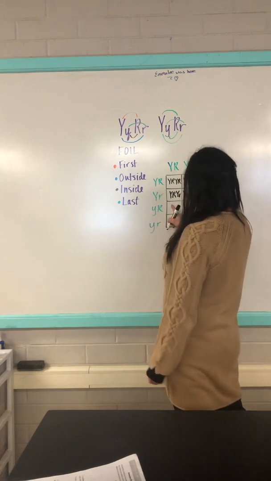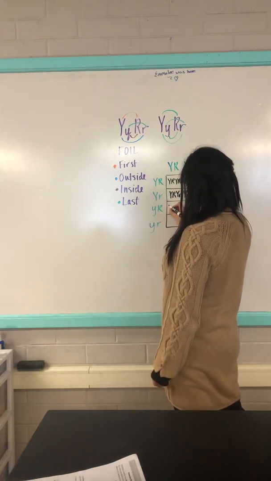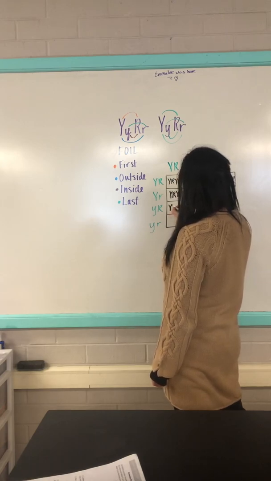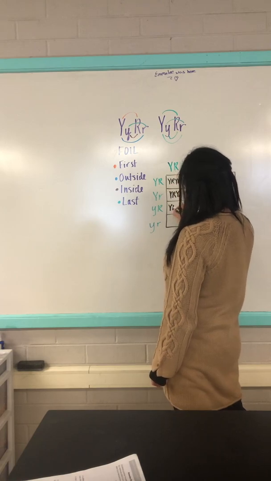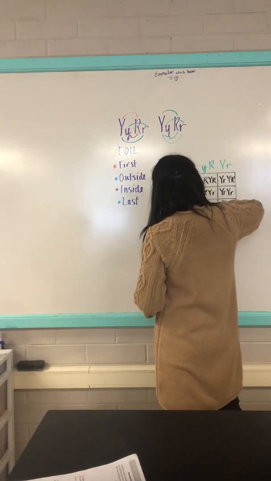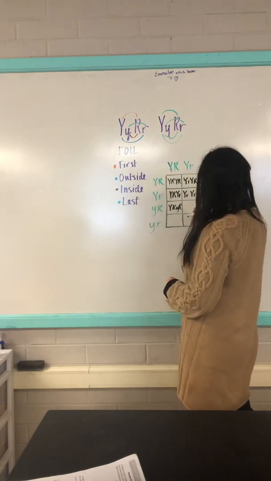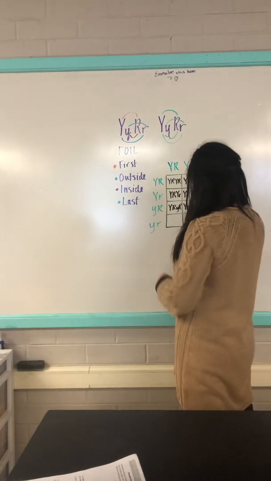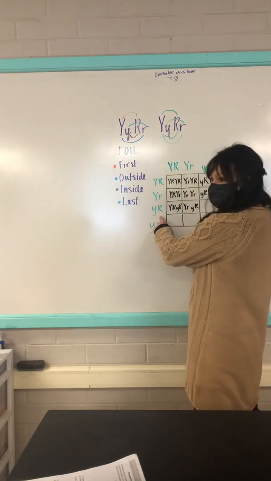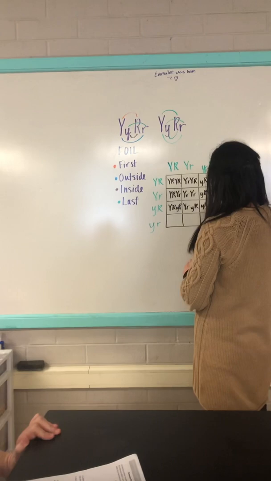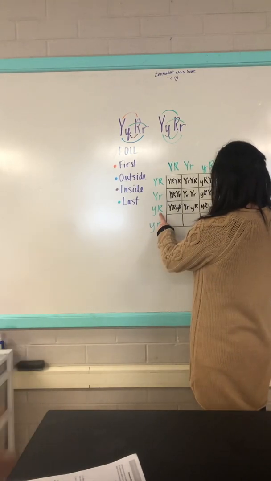Brayden, what's going to go in this one? Oh, start up here. Big Y, and big R. And then we're going to go to this one. Okay. And then big R. Austin, what's going to go in this one? Big Y, little R. Little Y, big R. Malachi? For that one, small Y, big R. And small Y, big R.